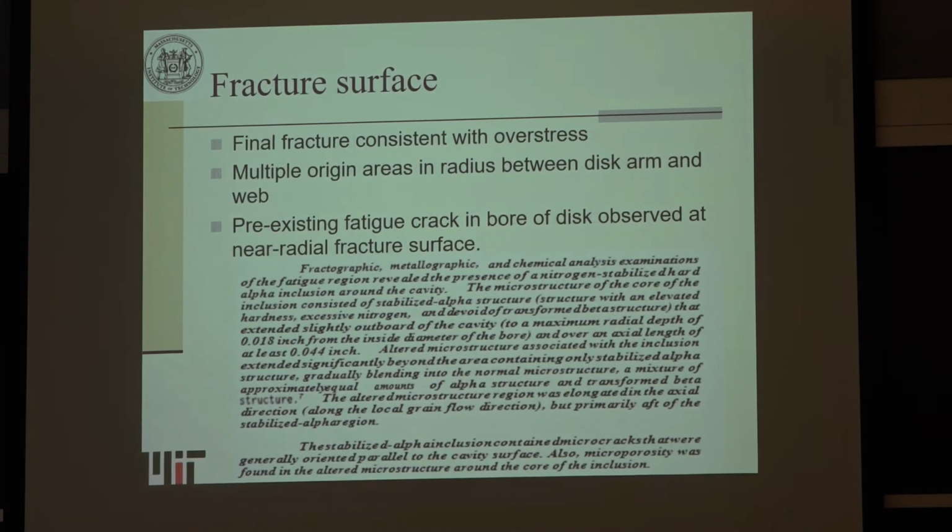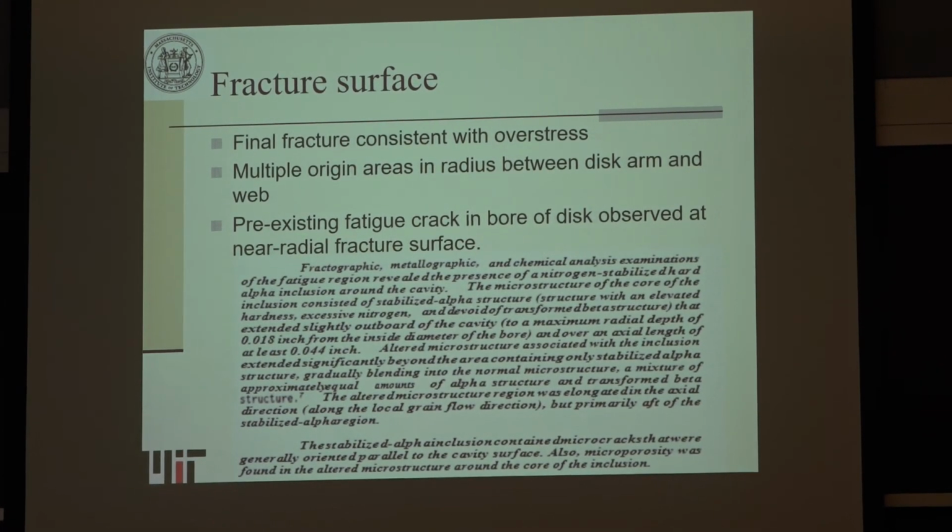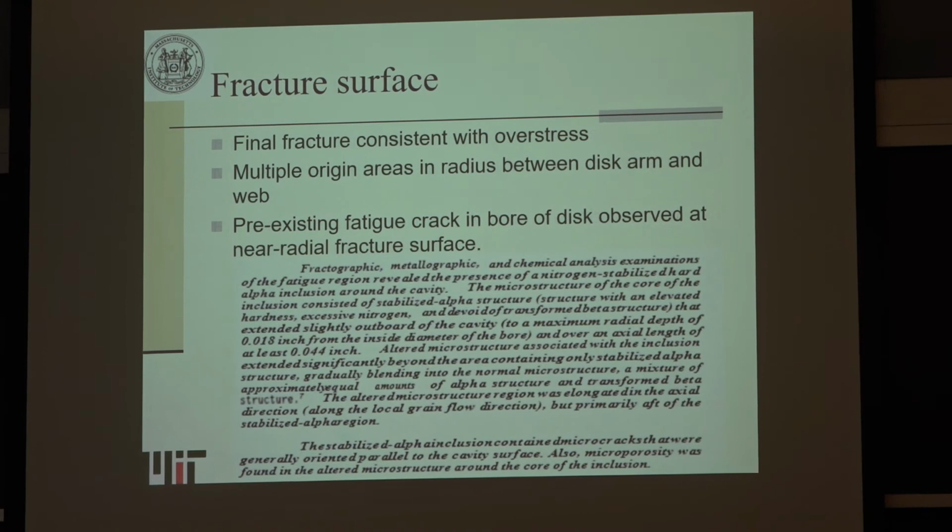Once you get to the critical crack size, the cross-sectional thickness is no longer such that it can withstand the operating stresses, and that's where your final fracture occurs. It'll be a fast fracture, and that's where the overstress fracture is observed.